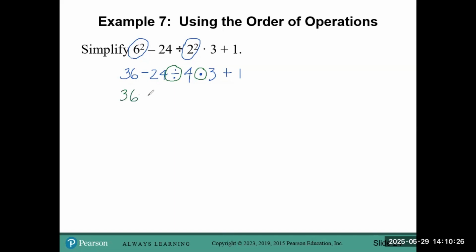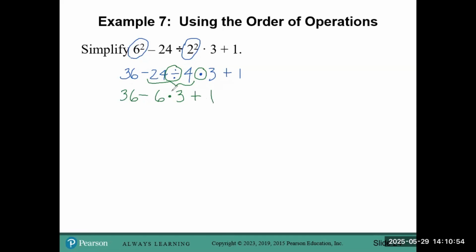36 minus, and then working from the left to the right, you can see this division came first. So I have 24 divided by 4. Notice I copied the negative sign down, so I'm ignoring it for now. And 24 divided by 4 is 6. I'm just going to keep this one for now and copy everything else down.